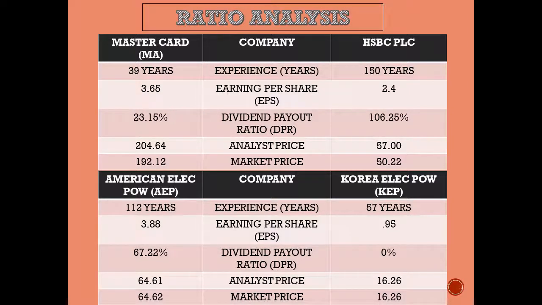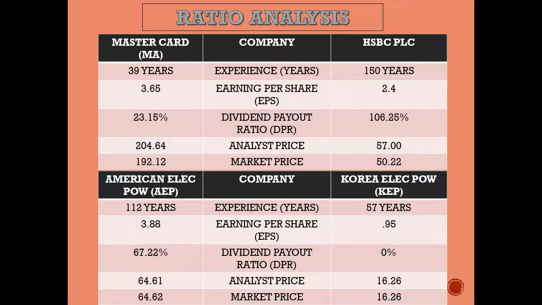Okay, for the next part, which is ratio analysis, we will compare our company with its competitor. For the first company, Mastercard, its competitor has been in the industry for 150 years, but Mastercard only 39 years. But in terms of earnings per share, Mastercard has higher earnings per share at $3.65, compared to HSBC PLC, which is only $2.4 per share.